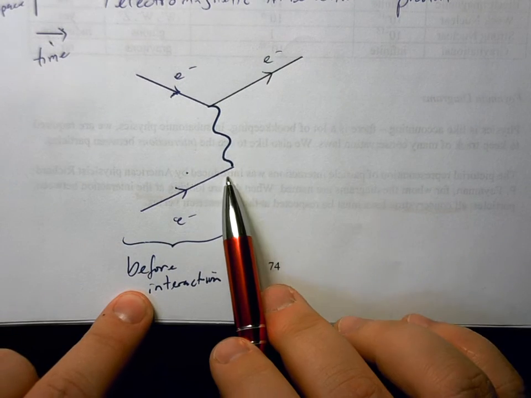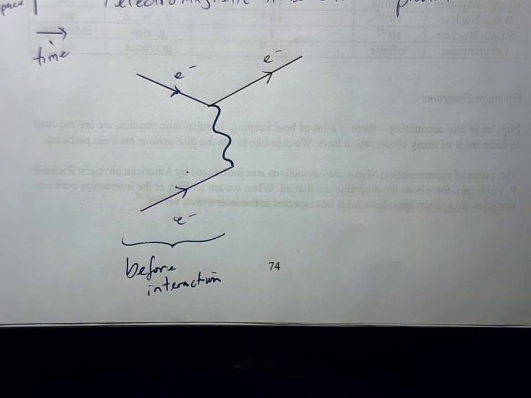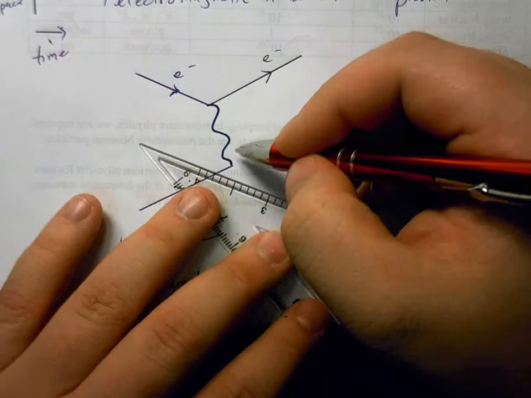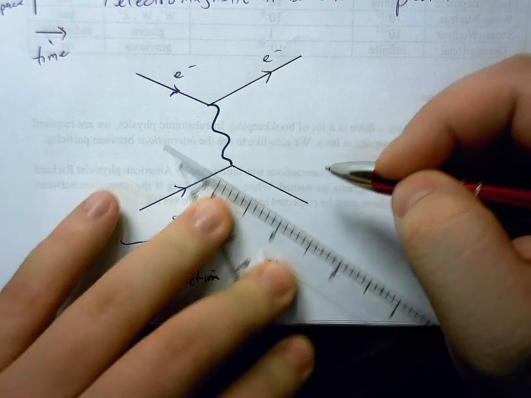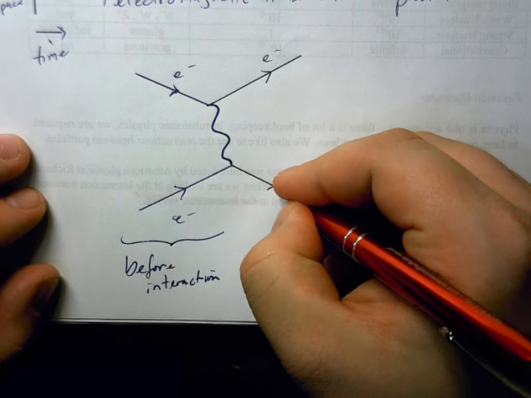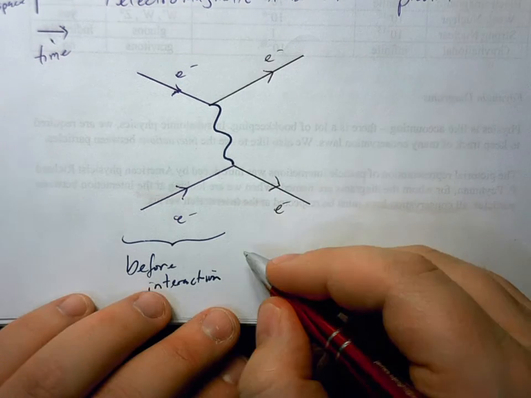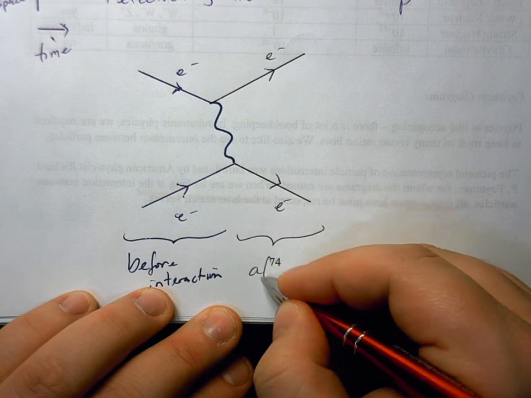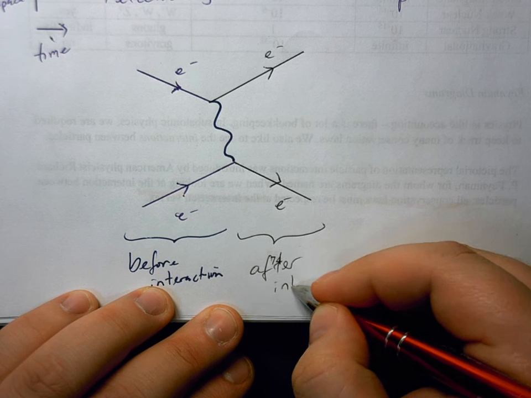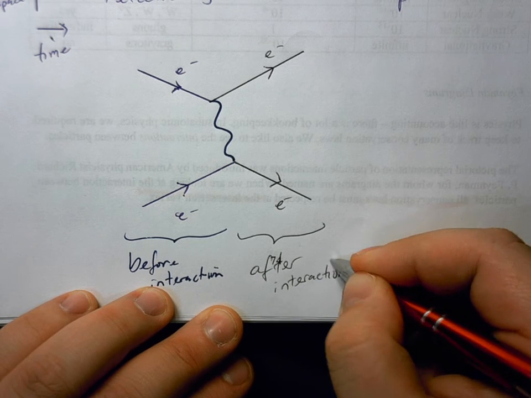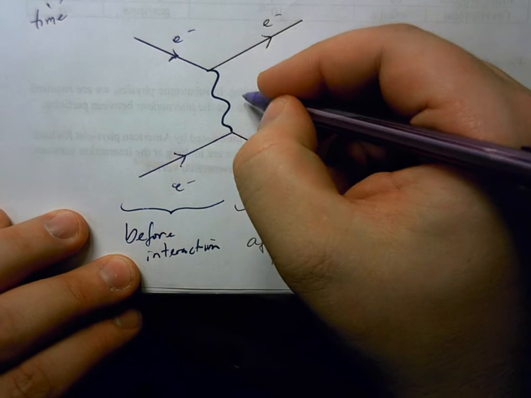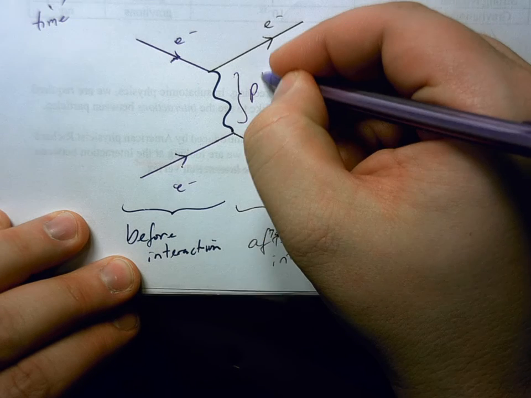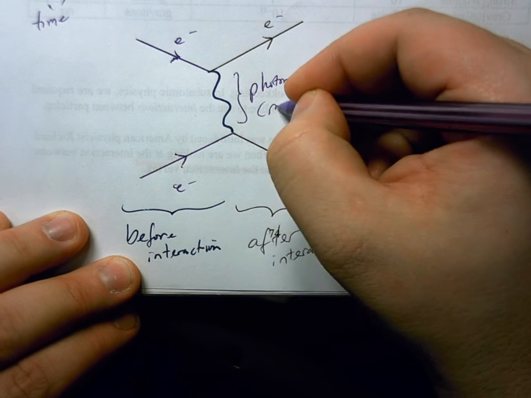And since this electron down here has now absorbed a photon, it's going to also move away from the other electron. So this is meant to be after the interaction. And then, of course, this is our photon, or our mediating particle.